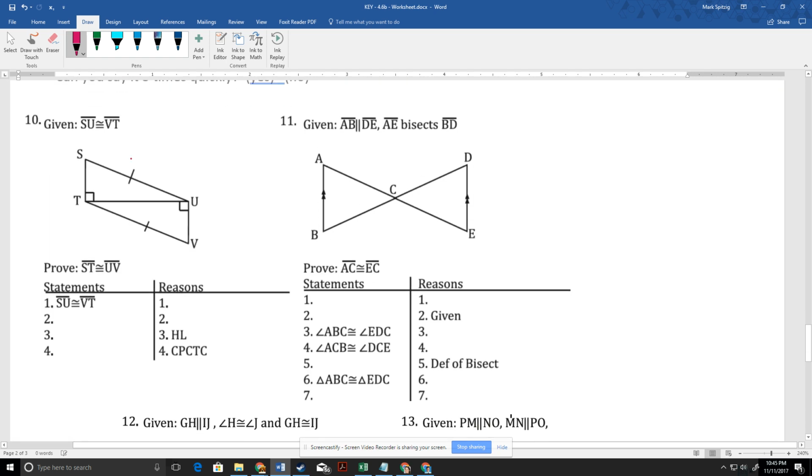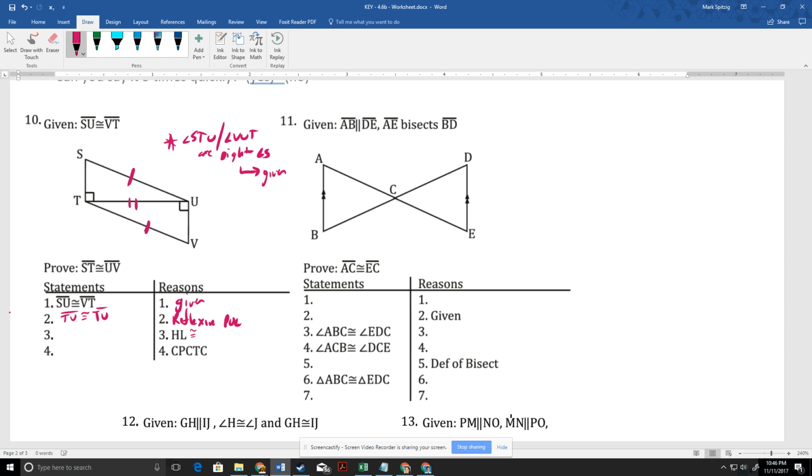All right, in this case, we have SU, here they are here. We have a reflexive situation going on right here, so that would have to be TU is congruent to TU, reflexive property of congruence. This, of course, was given. Okay, and then with the fact that it's HL congruence means we would have to say that it's a right triangle. So again, we'd have to say the angle STU and angle VUT are right angles, and that's given in the diagram.